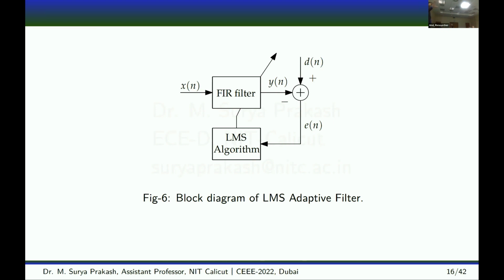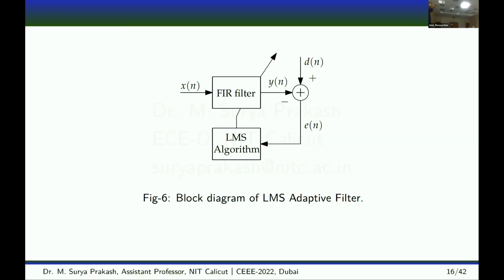The basic idea behind the operation of this adaptive filter is that first the inputs are provided to the FIR filter. From that we obtain the output, which we call y of n. There is something called the desired sequence d of n. The error is computed by subtracting these two, and that error is fed to the least mean square algorithm, which is used for updating the filter weights. So this is the basic idea behind the operation of the adaptive filter.